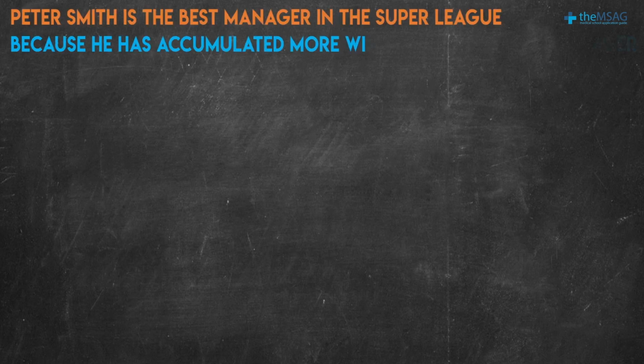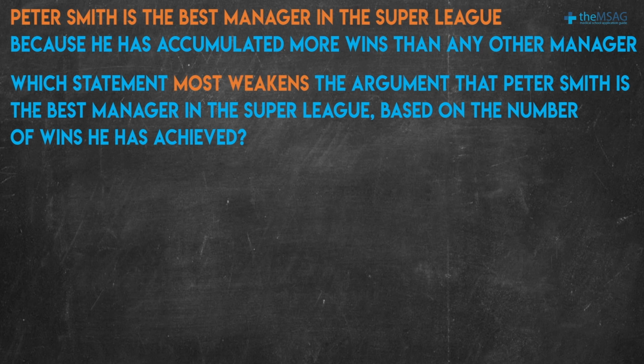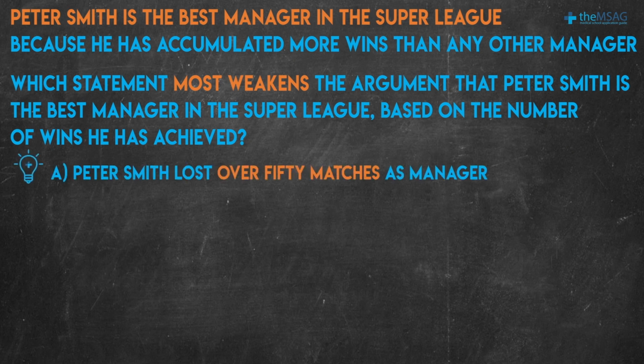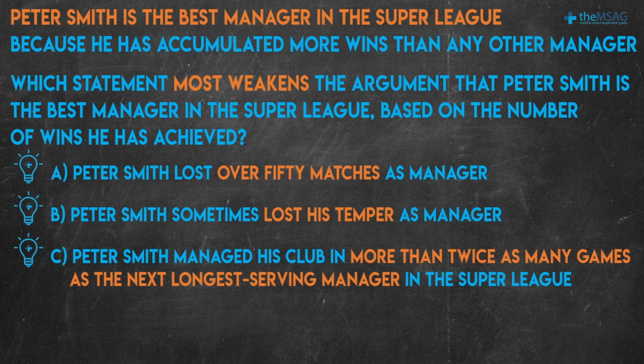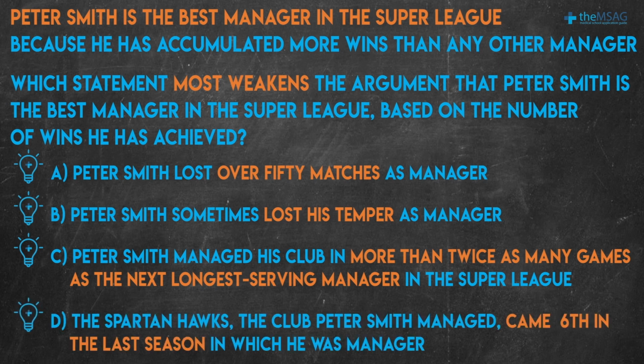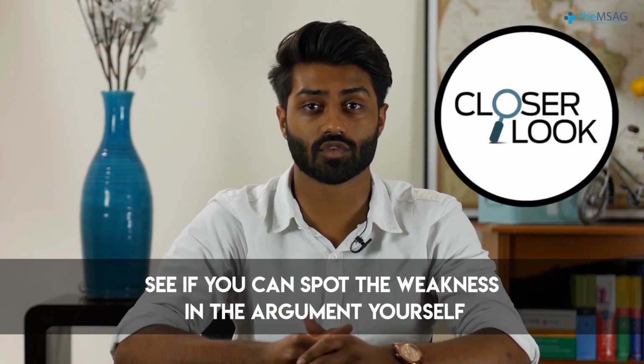Imagine you were told, Peter Smith is the best manager in the Super League because he has accumulated more wins than any other manager, and were asked, which statement most weakens the argument that Peter Smith is the best manager in the Super League based on the number of wins he has achieved? A. Peter Smith lost over 50 matches as manager. B. Peter Smith sometimes lost his temper as manager. C. Peter Smith managed his club in more than twice as many games as the next longest serving manager in the Super League. D. The Spartan Hawks, the club Peter Smith managed, came 6th in the last season in which he was manager. First, see if you can spot the weakness in the argument yourself.